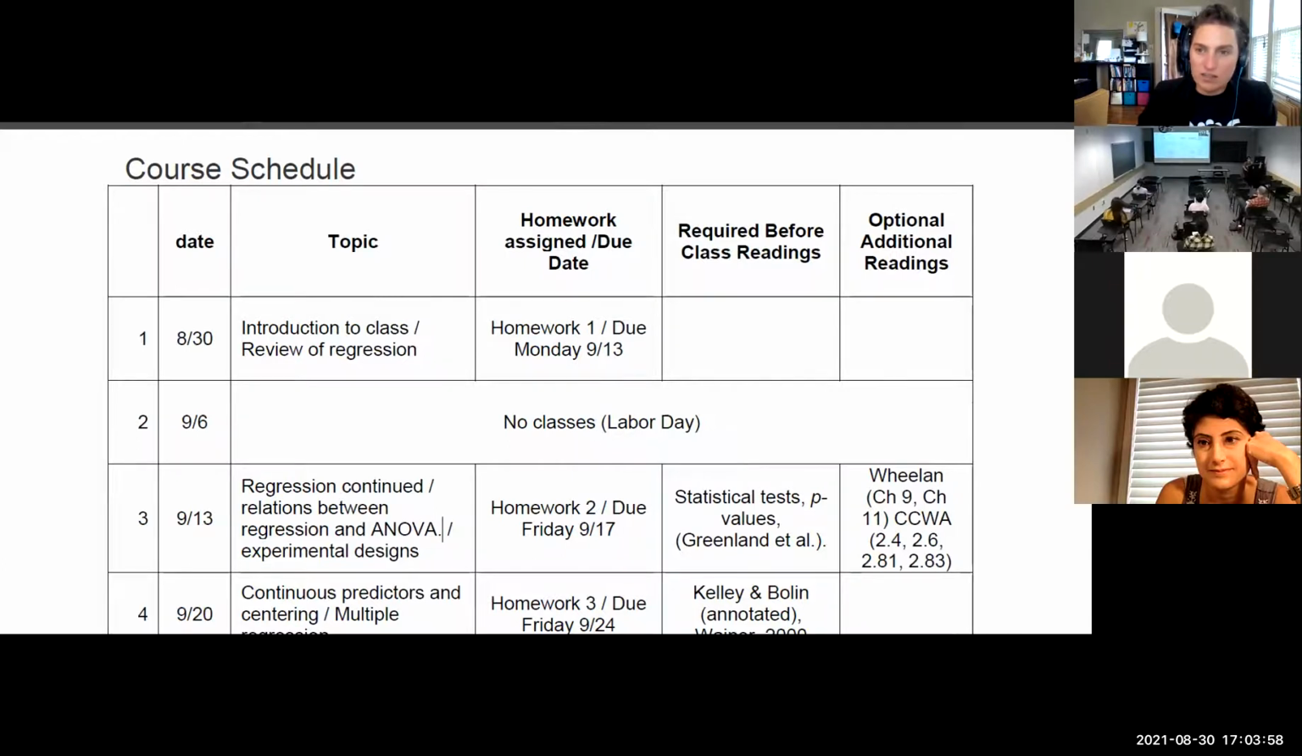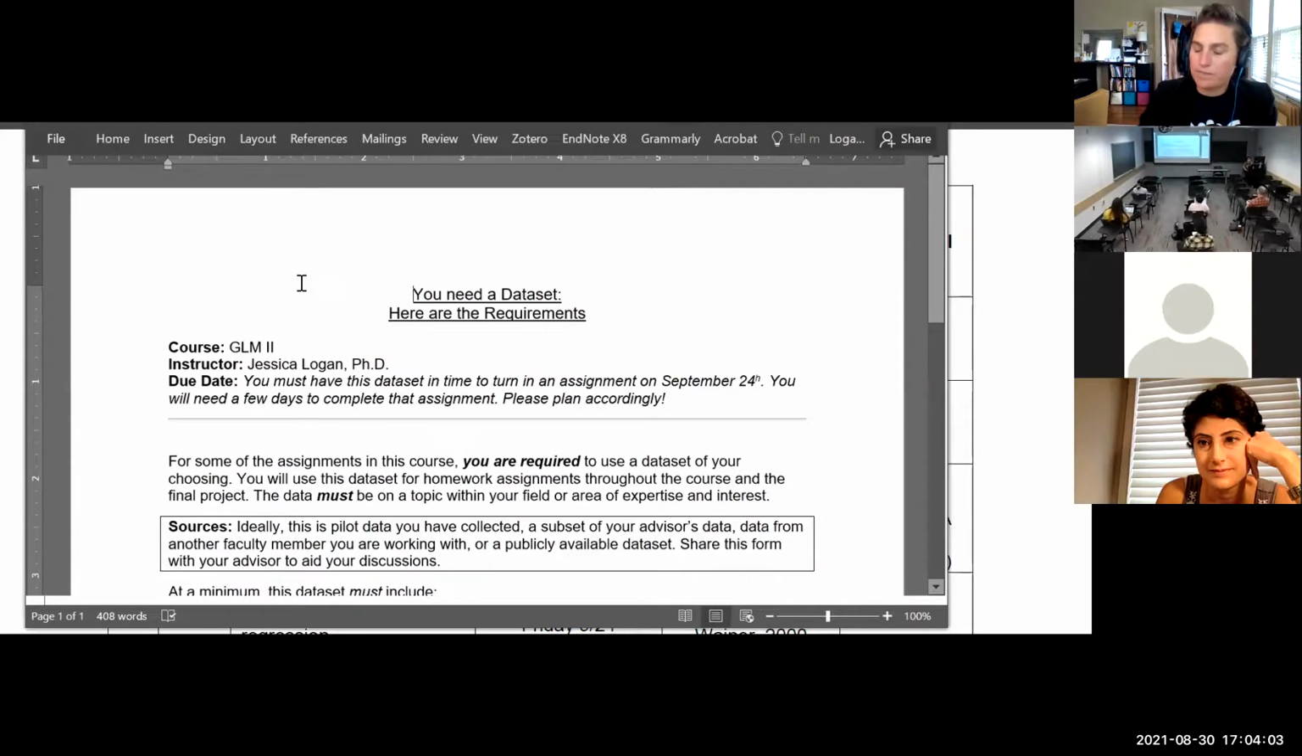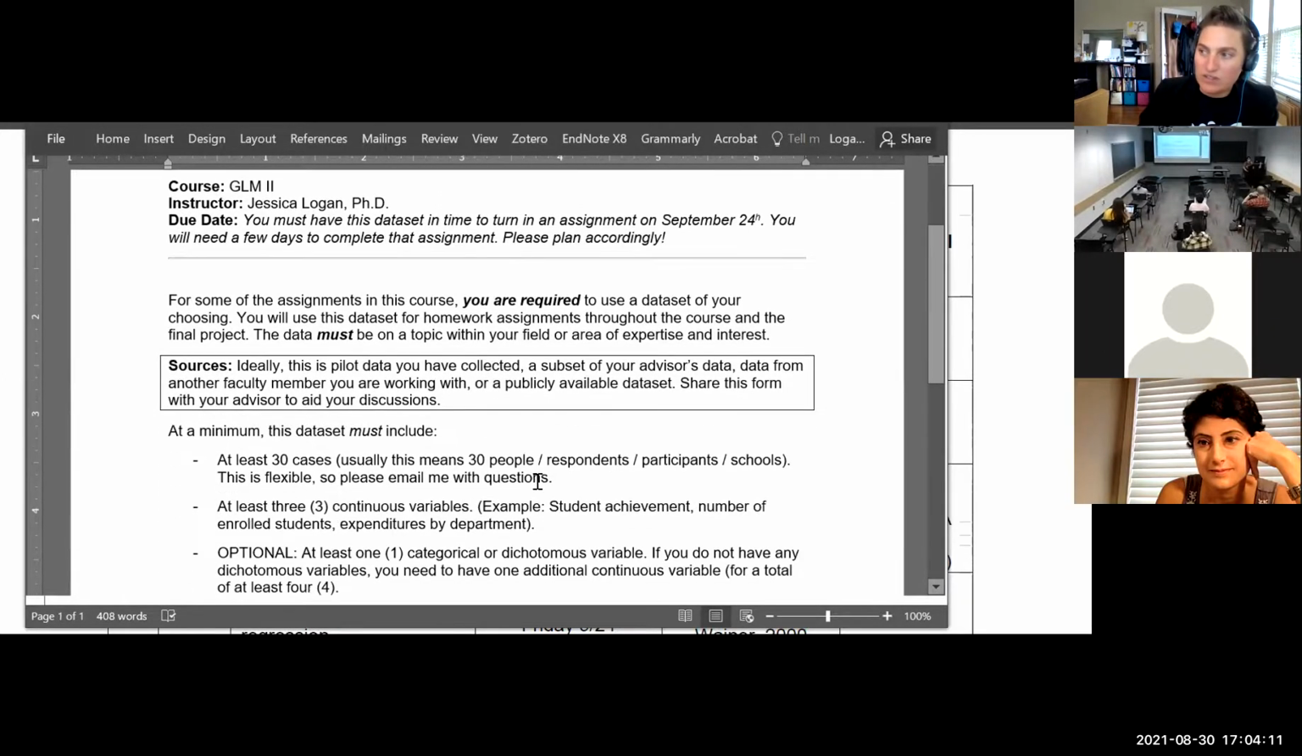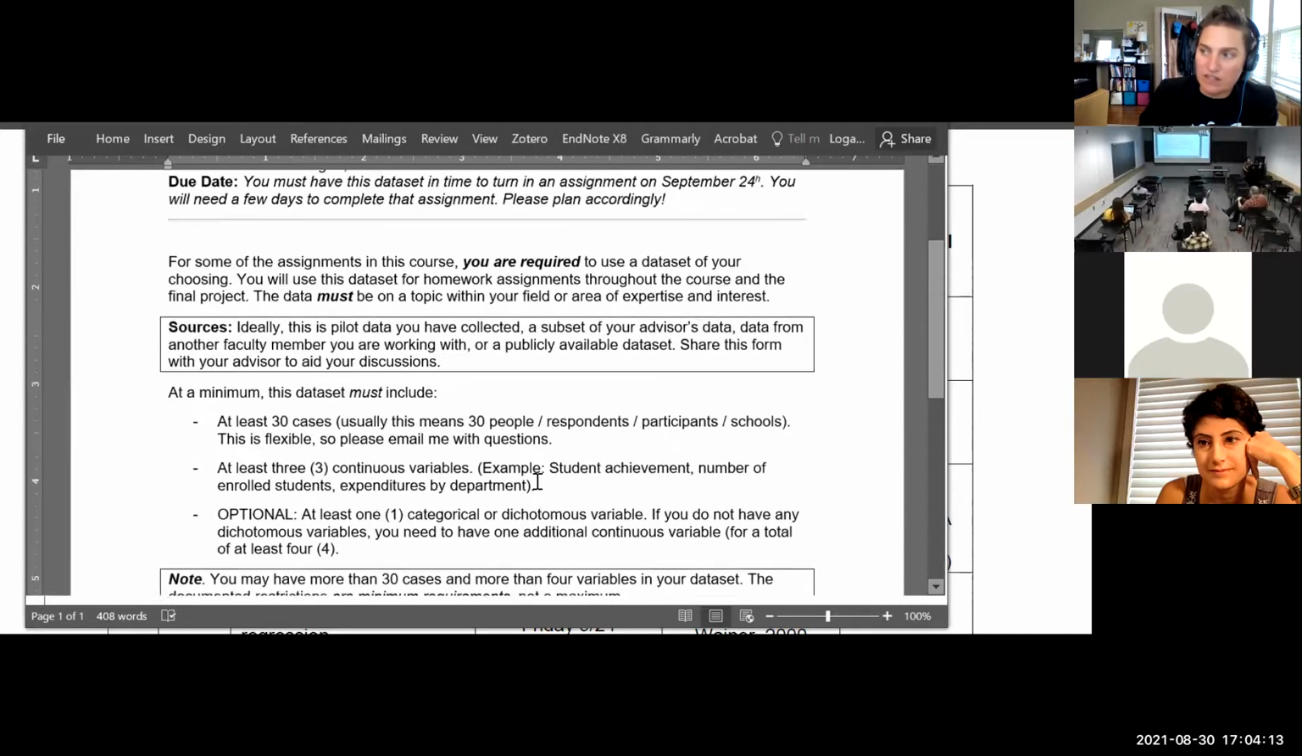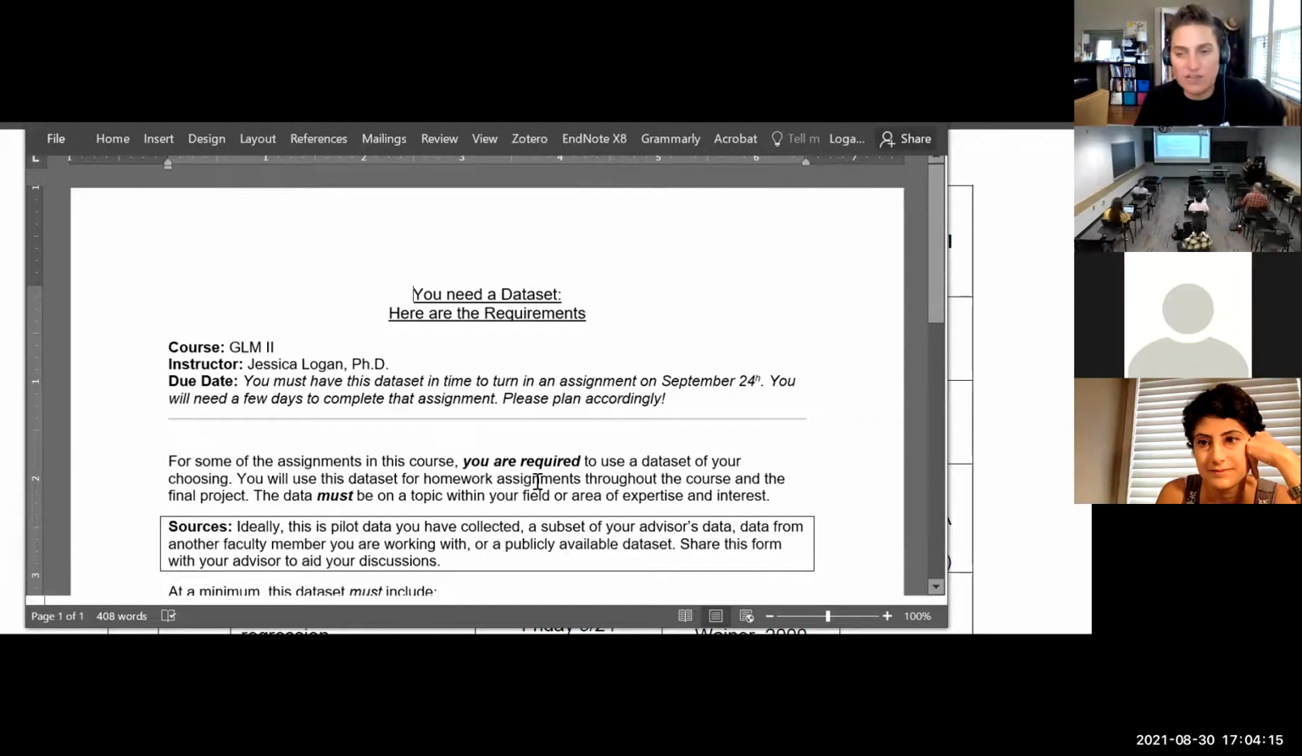The last thing that you will find in your weekly Module 1 is information about your data set. This is a 1-page summary of the data set that you need in order to be successful for the rest of the assignments in the class. All right, that's really my big major orientation to the class.